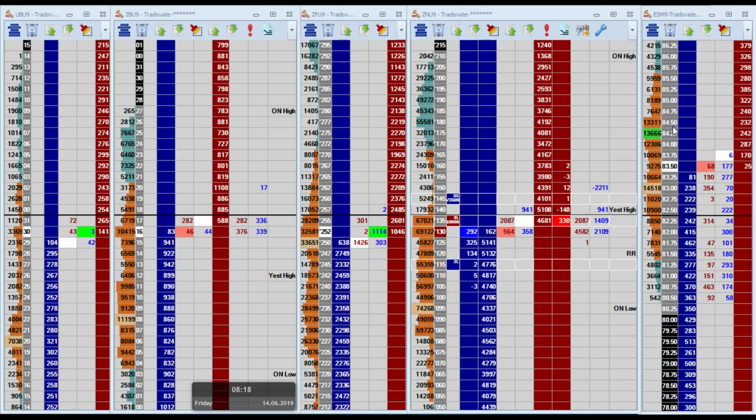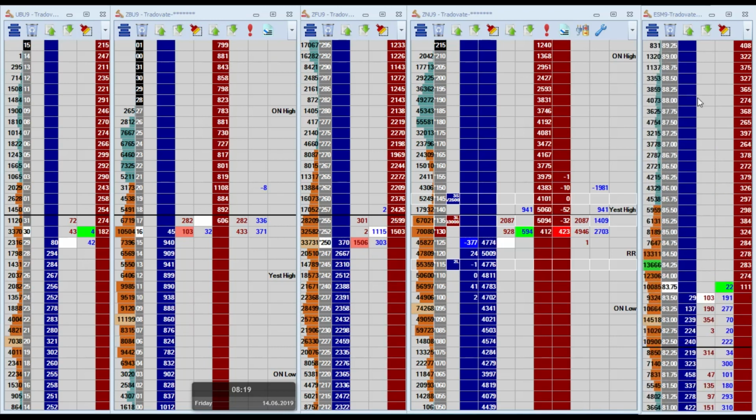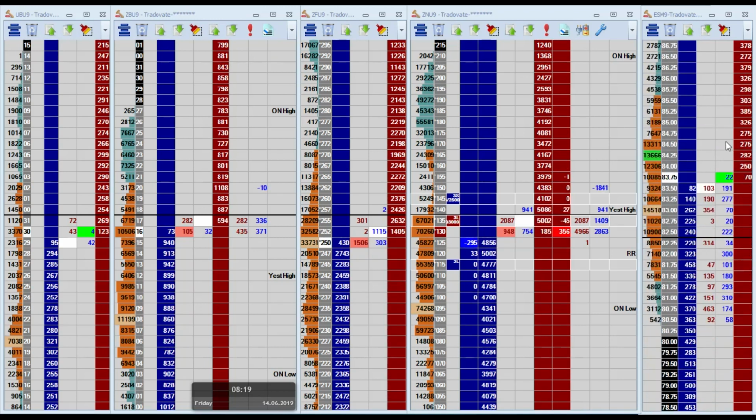So ES came down, tested the lows. I think it popped it by a few ticks, and now it's starting to push back up. Hopefully that continues. Still a very, very small range, pretty typical rollover.